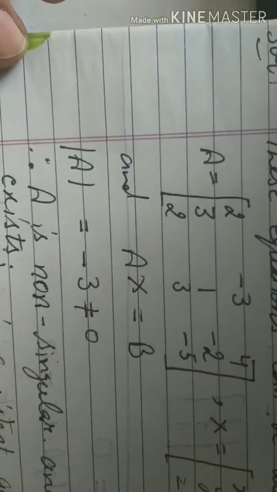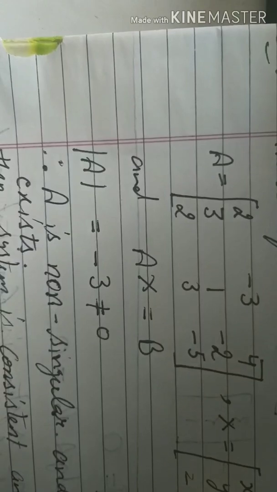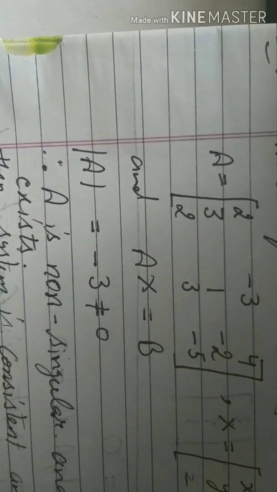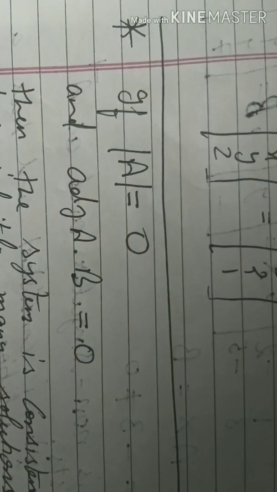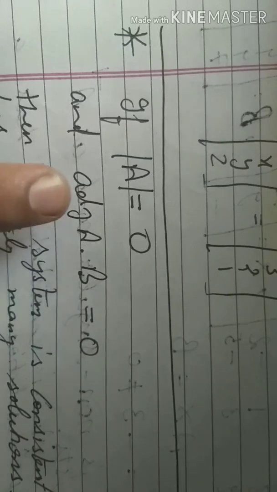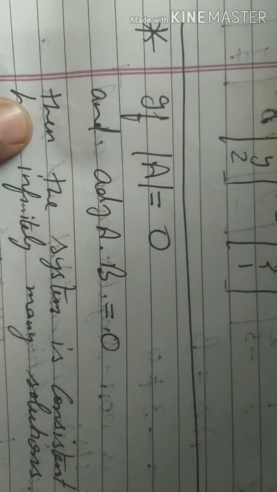And one thing more: in this question the determinant of A is not equal to 0, but in any question where we get the determinant of A equal to 0, then what can we do? Then two more cases can arise here. If the determinant of A equals 0, then we find the adjoint of A into B. If the determinant of A is 0, we find the adjoint of A and multiply it with the B matrix. After multiplying, if we get a zero matrix, then the system is consistent and has infinitely many solutions.